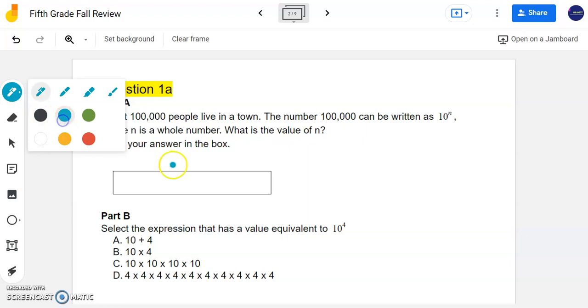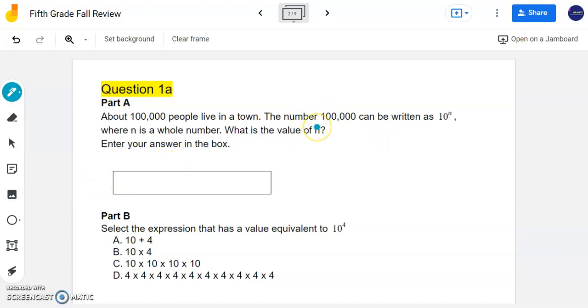Now, the first thing you want to do here is take a look at 100,000. You want to think, how can I rewrite 100,000 in another form? We want to see 10 to the what power? Now, 100,000 is the same thing as 10 times 10 times 10 times 10 times 10. And notice here we can also count our zeros, 1, 2, 3, 4, 5. And how many 10s do I have? 1, 2, 3, 4, 5. So 100,000 is equal to 10 to the fifth power.